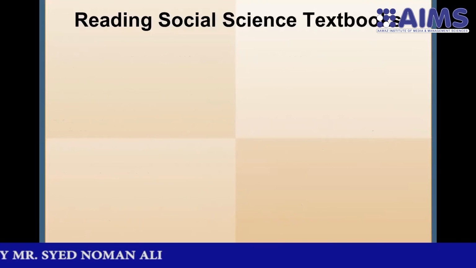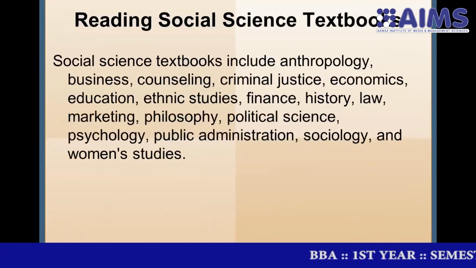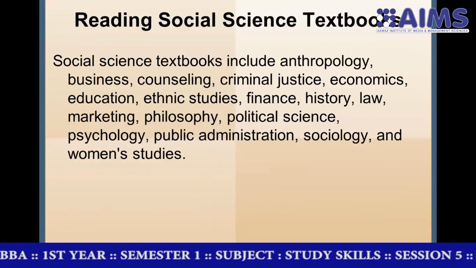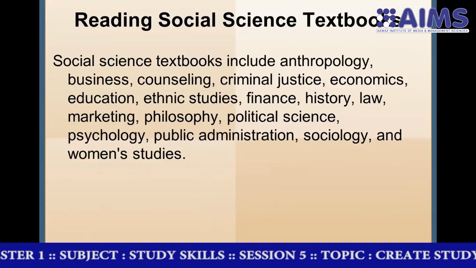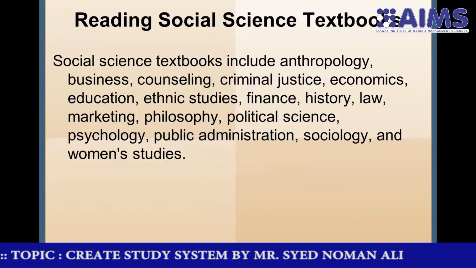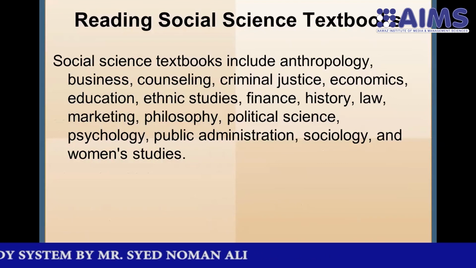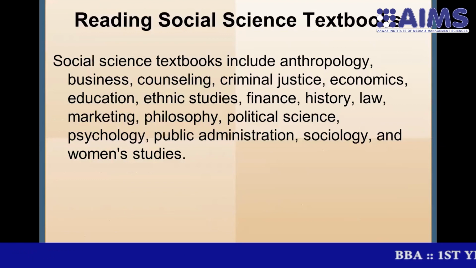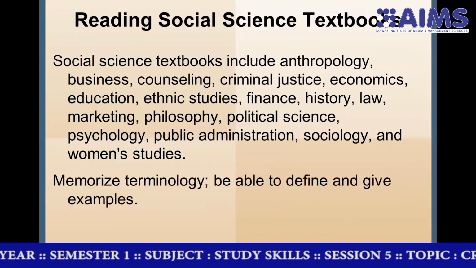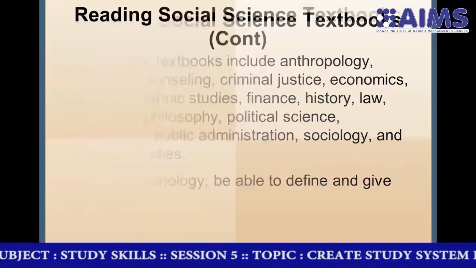Okay, when you are reading a social sciences textbook, that includes anthropology, the study of man, counseling, business, criminal justice, economics, education, ethnic studies, finance, history, law, marketing, philosophy, political sciences, psychology, public administration, IR, sociology, women's studies, feminism, all these studies are related to the human discipline, which is called the social sciences. So memorize the terminology, be able to define and give examples.